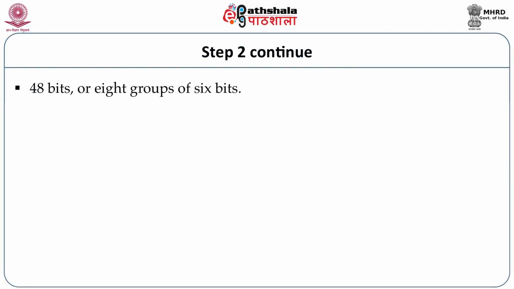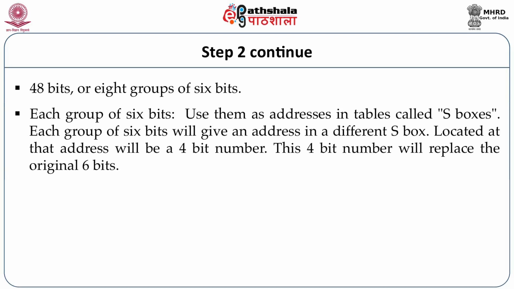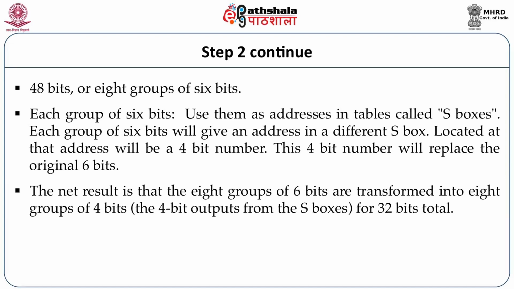For the 48 bits, we would divide them into groups of 6 bits. We will call them S boxes. Each group would contain 6 bits. For each group of 6 bits, we have a different S box. Located at that address will be a 4-bit number. The 4-bit number will replace the original 6 bits. So the S box would convert the 6-bit input into 4 bits. The net result would be 8 subgroups of 6 bits transformed into 8 groups of 4 bits.